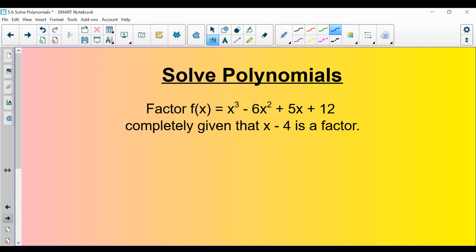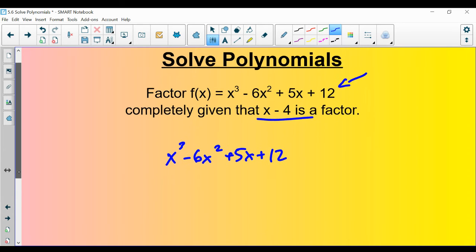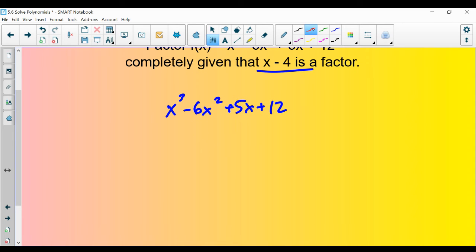All right, so this question is looking a little different. I give you a polynomial, and I also tell you that x minus 4 is a factor of that polynomial. And then it says to completely factor it. Well, at this point, you guys don't know how to factor this statement. If I had told you previous to this to factor x to the third minus 6x squared plus 5x plus 12, the only thing that you would have known to even attempt was to factor by grouping.